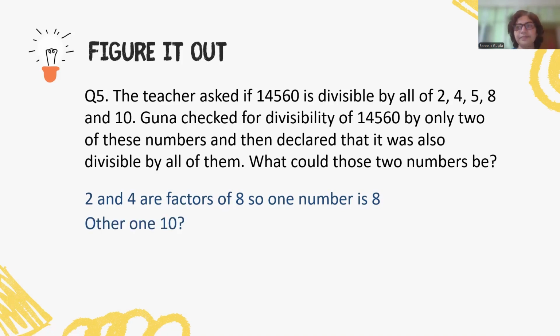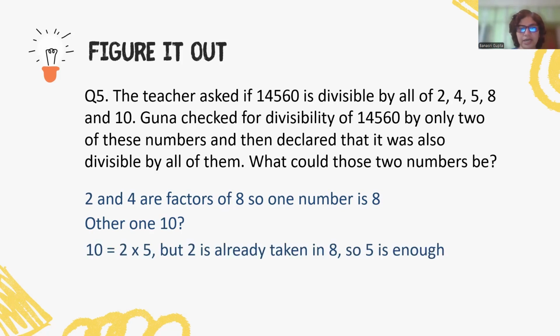Is the other one 10? Because 5 is a factor of 10. Actually, for the other one, 10 is 2 into 5, but 2 is already taken in 8. So 5 is enough. So the other number is 5. So if you check divisibility by 8 and 5, that is enough.